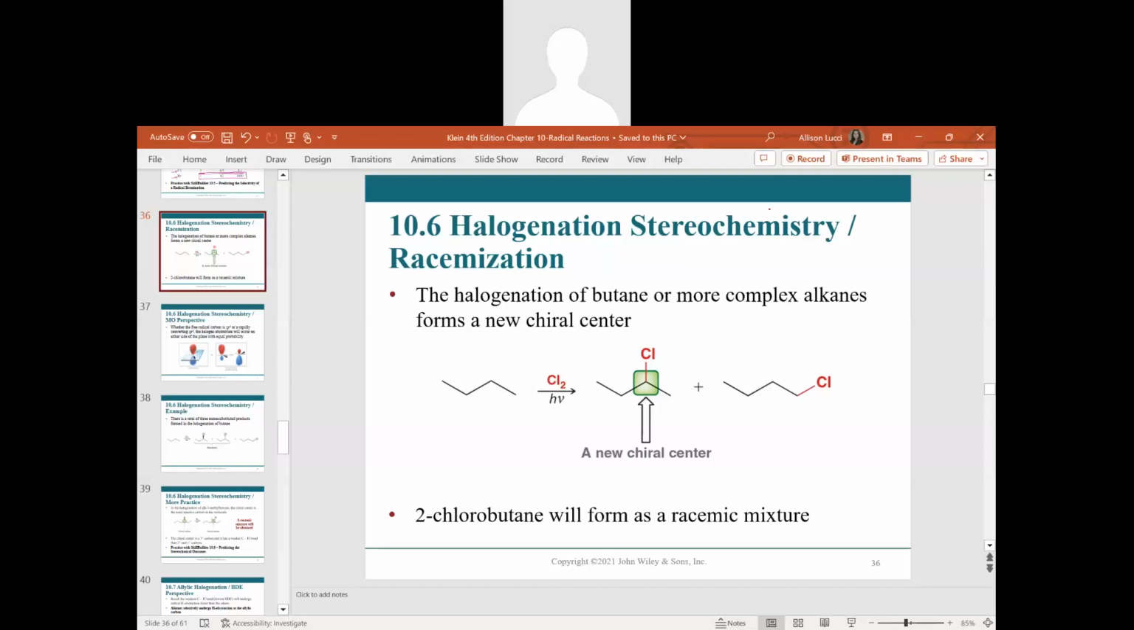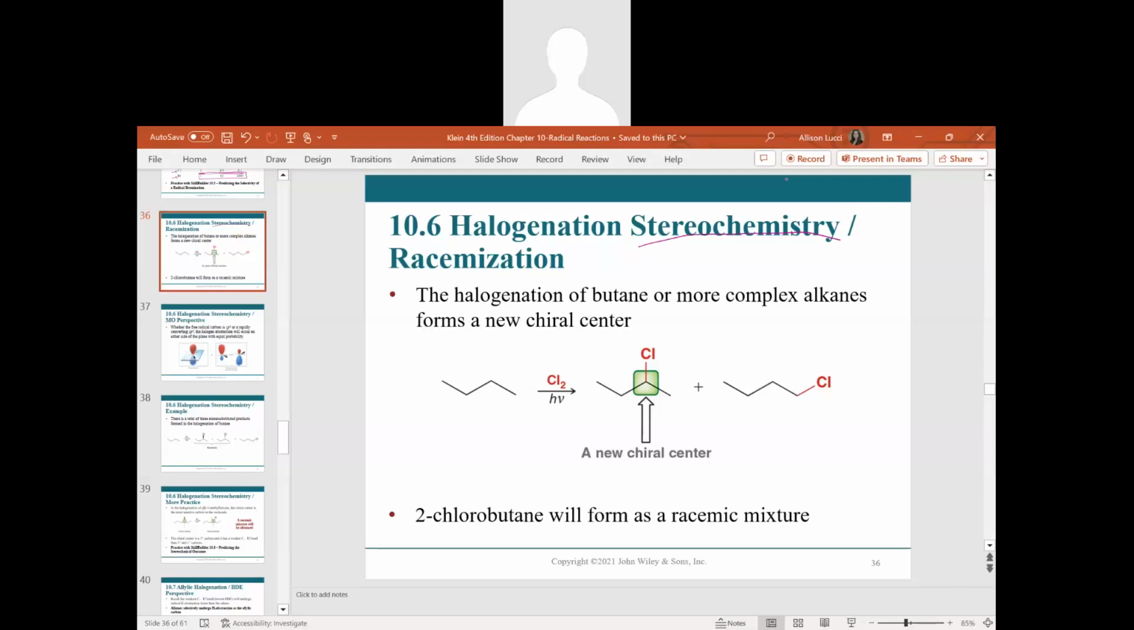In the last section, 10.5, we looked at regioselectivity of halogenation from both a kinetics and a thermodynamic standpoint. The kinetics: which reaction was faster. And then thermodynamically: which product would have the lower potential energy. So that was the regiochemical distinction that we looked at last time. Now we're going to look at stereochemistry.